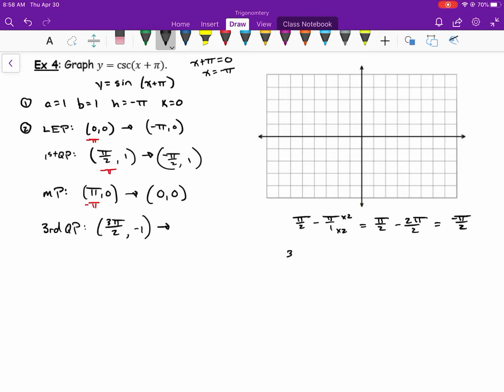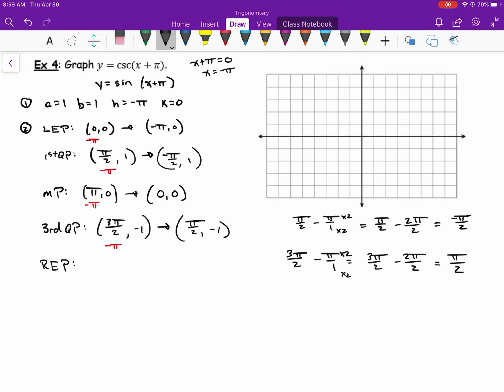So scratch work again. Don't forget to subtract pi. So we get 3 pi over 2 minus pi over 1. Common denominators. So you get 3 pi over 2 minus 2 pi over 2. Gives me 1 pi over 2. So it's pi over 2, negative 1.